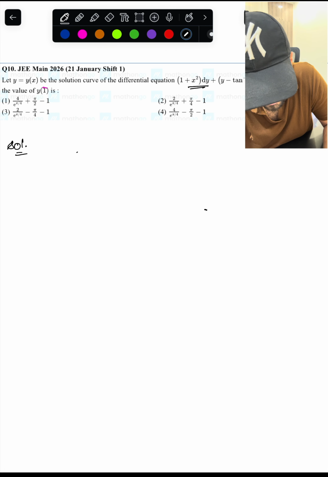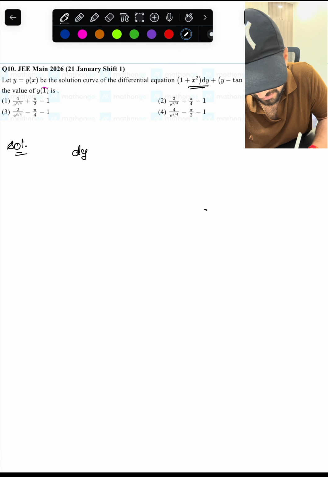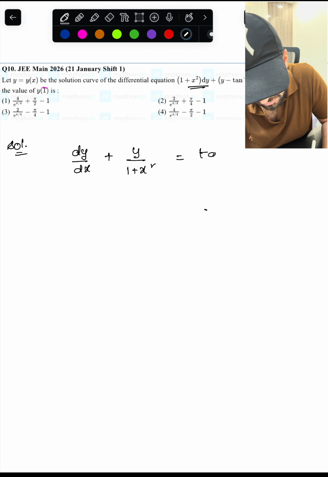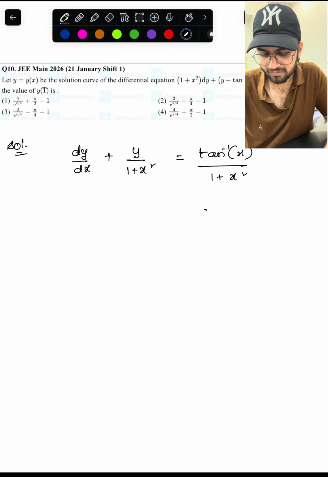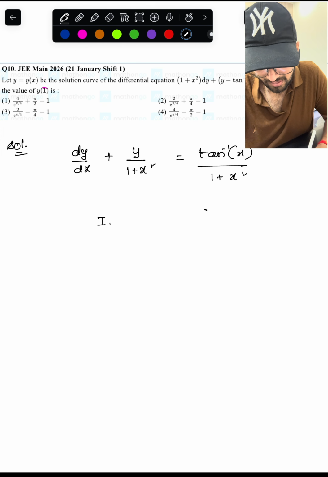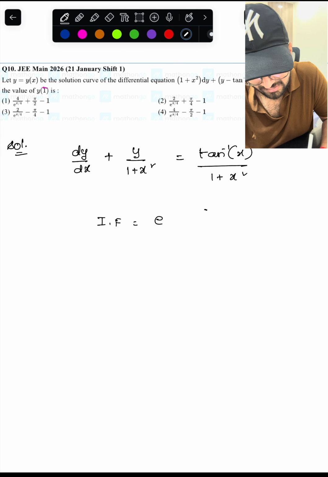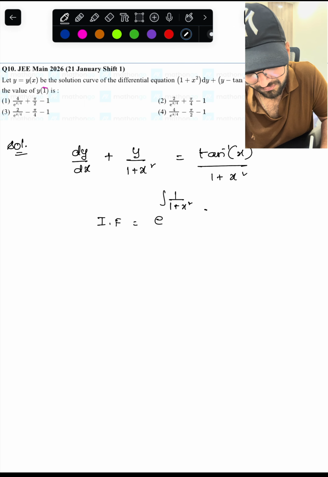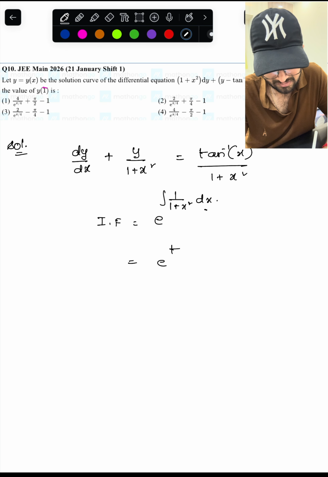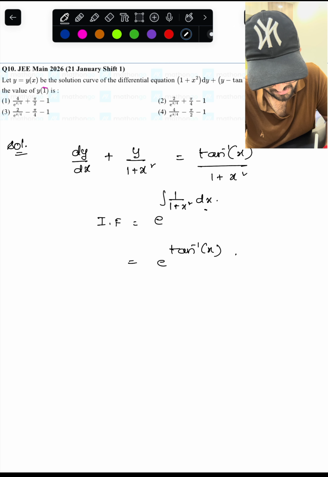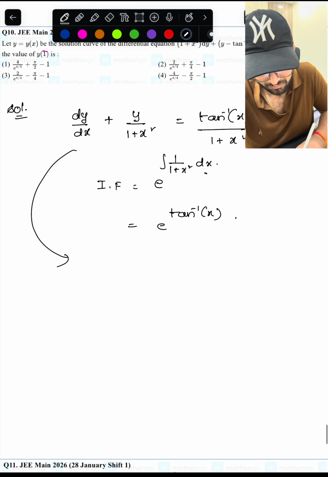So I will divide with 1 plus x², and I can form dy/dx. So dy/dx plus y/(1 plus x²) equals tan inverse x/(1 plus x²). So it's a perfect linear differential equation. Now the integrating factor is e to the power integration of 1/(1 plus x²) dx. What is the integration of 1/(1 plus x²) dx? Tan inverse x. So e^(tan inverse x) is our integrating factor. Then jump to the final step.